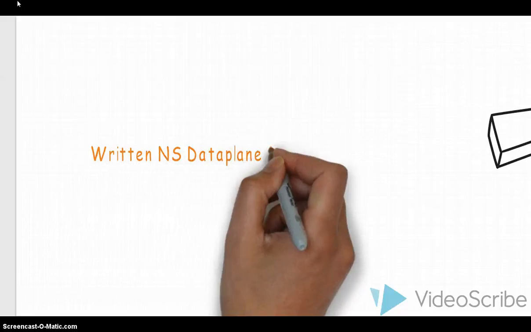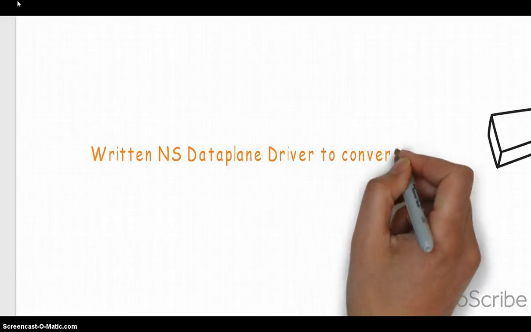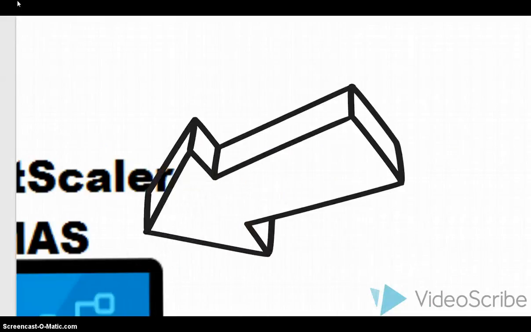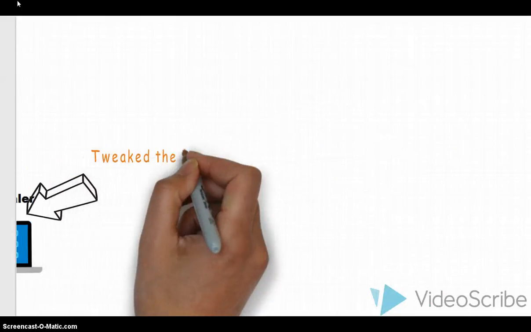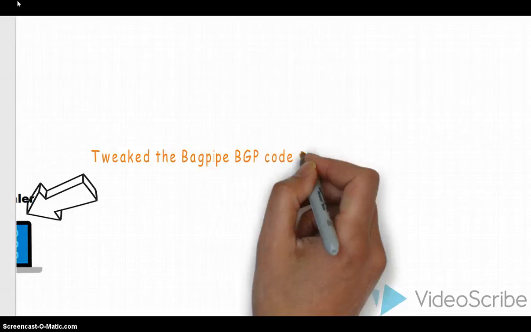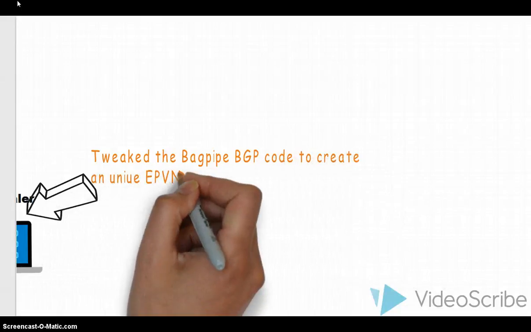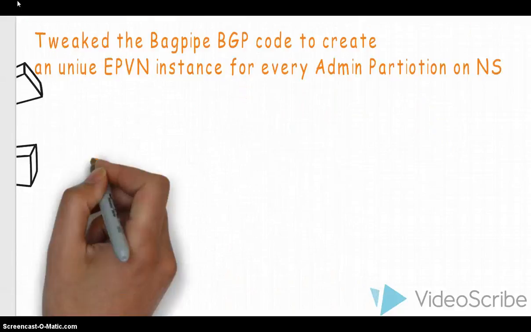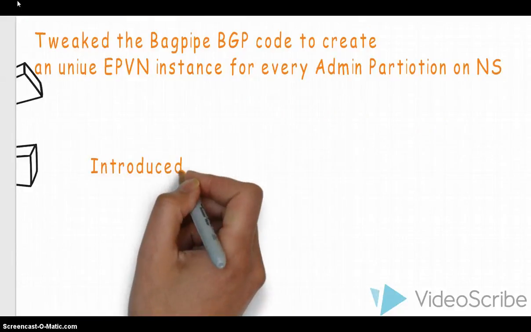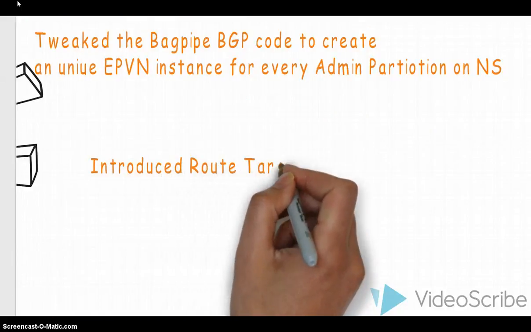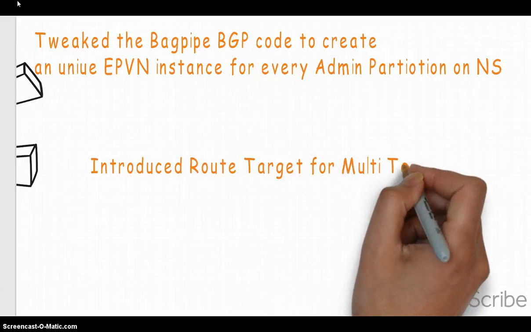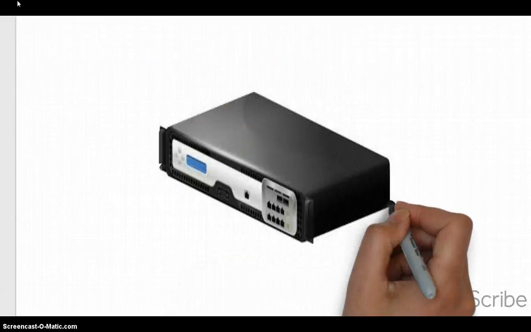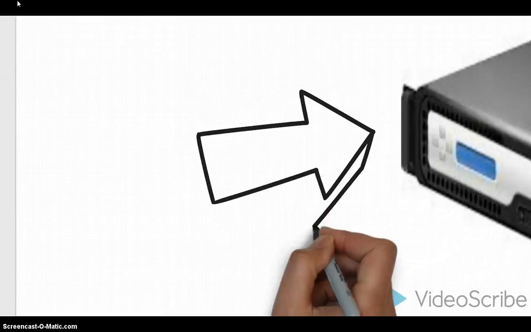Also, we have written a data plane driver for the NetScaler to convert the IP and MAC reachability information into the network calls. Then we have tweaked the BGP code such that we will create a unique VPN instance for every admin partition on the NetScaler. And finally, on the MAS, we have introduced a new term called route target that uniquely identifies the admin partition for multi-tenancy. Now let's see the changes done on the NetScaler in this hack.